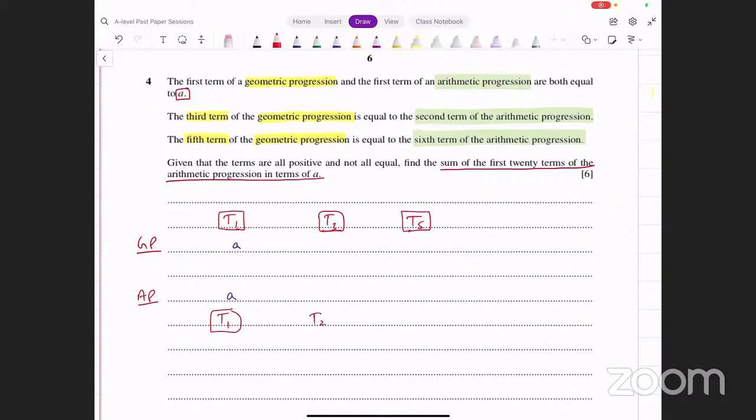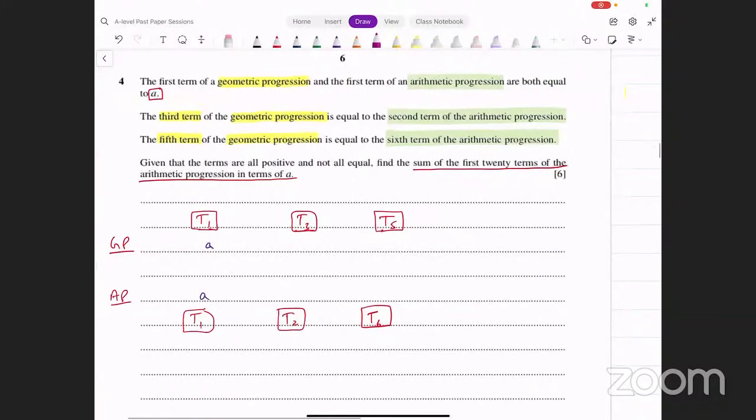I'm going to write the term 2 of the AP. ये दोनों equal हैं. And similarly, we've got sixth term of the AP is equal to fifth term of the GP. तो यहाँ पे हम लिख लेते हैं T6. Now, these are the terms that we need from each of these progressions. अच्छा. अब हम क्या करते हैं? दोनों के term formulas हमें पता है.